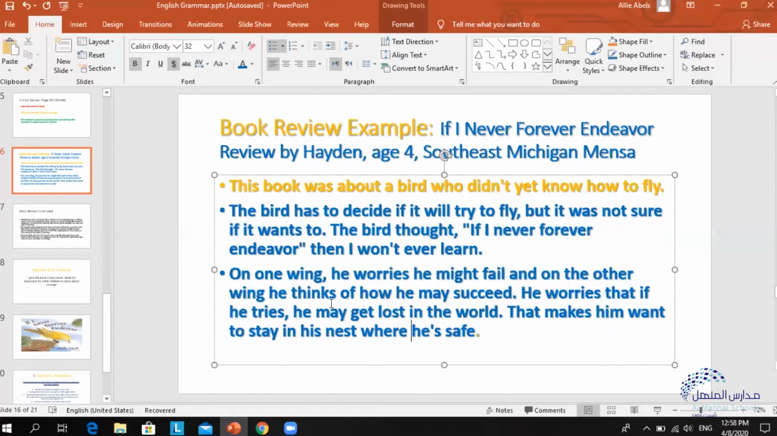He's telling us that the bird thought if he's going to fail by trying, then he will get lost in the world. And if he tries and he succeeds, then basically he will be one of the most courageous birds and the most successful birds alive. Okay, so now Hayden basically is telling us what the book is about. He's giving us more detail about what's happening in the story.